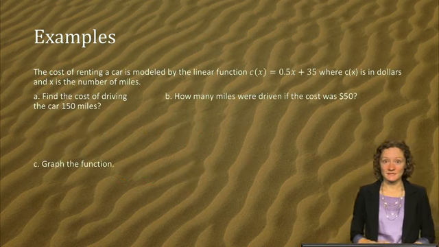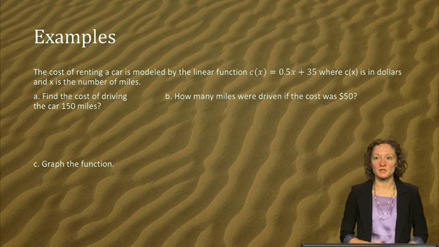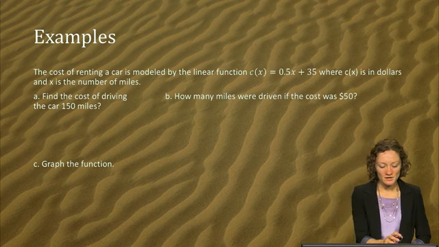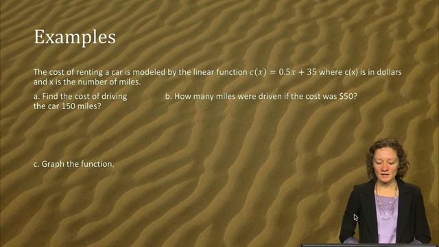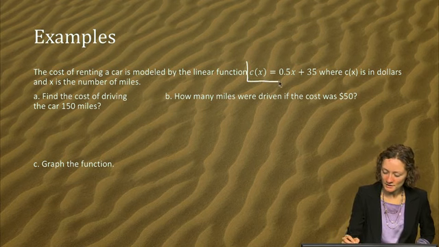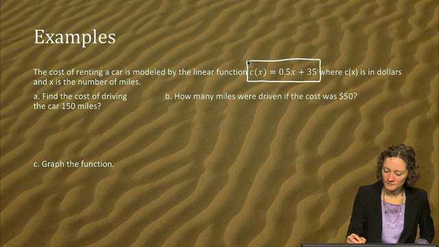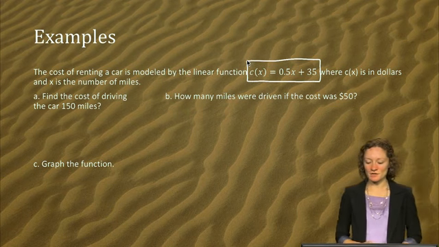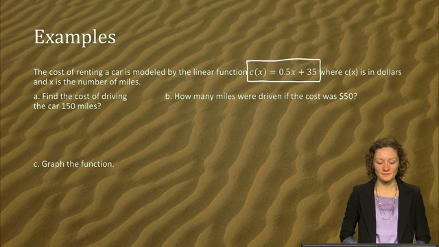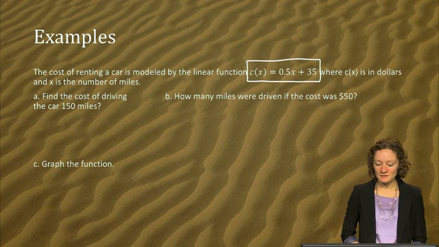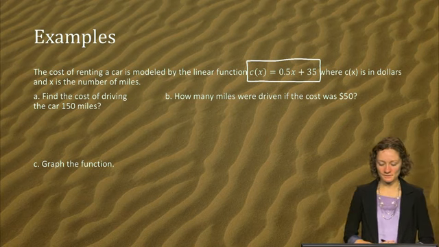Okay, and our last example, the kind of application side of it before you get to do a little practice. All right, so here's our given information. The cost of renting a car is modeled by the linear function c of x, let's highlight this, the function's always important, equals 0.5x plus 35, where c of x is in dollars and x is the number of miles. Then some questions. Find the cost of driving the car 150 miles, and how many miles were driven if the cost was $50, then graph the function.